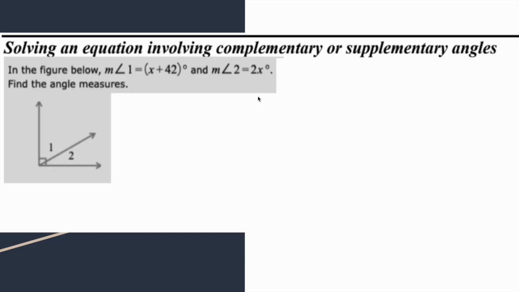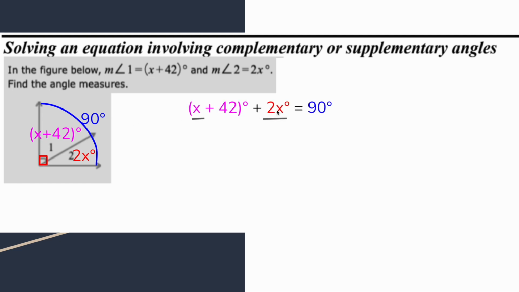We have one more here, where we're going to get into a little bit more algebraic-looking statements. In the figure below, angle 1 is equal to x plus 42, and angle 2 is equal to 2x. I put them here, and it wants us to find the measure of angle 1 and the measure of angle 2. But first I need to know what x equals in order to do this. Remember, we have a 90-degree angle here, so the whole thing is 90, and I can add these two together to equal 90 degrees. So x plus 42 plus 2x is equal to 90.